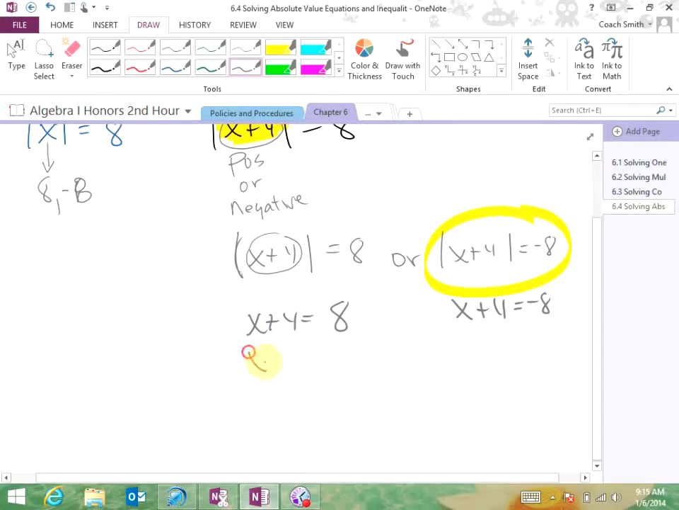X plus 4 equals 8, that means x is equal to what? 4. What does it mean x is equal to here? -12. Okay, let's see if that's true. If we plug that back into our original equation, we get 8.